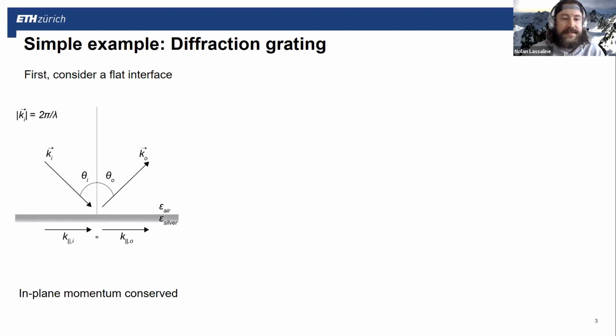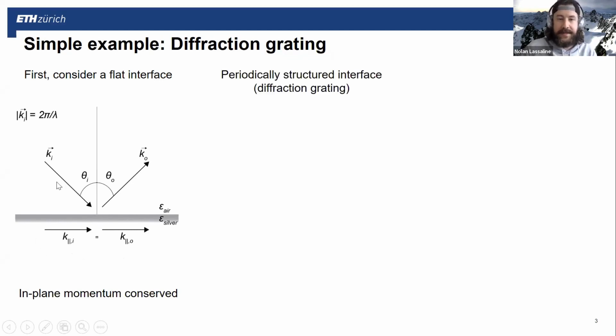Another way to think about this is that the in-plane momentum of the input and the output light is conserved upon reflection. And this in-plane momentum is a concept with which we can very handily understand diffractive optics. Now, if we take a periodically structured interface, so again air and silver, this periodically structured interface is a diffraction grating, and it looks like this.